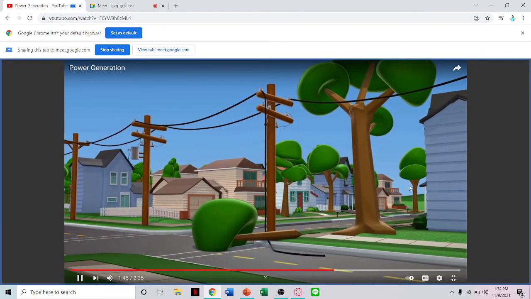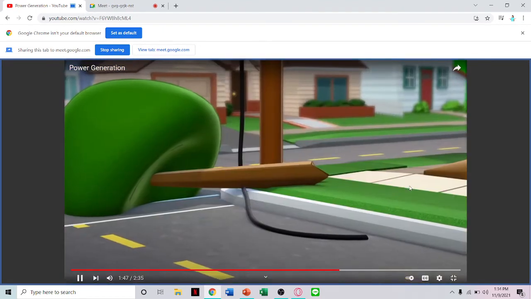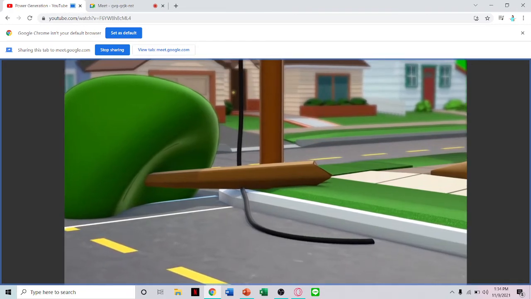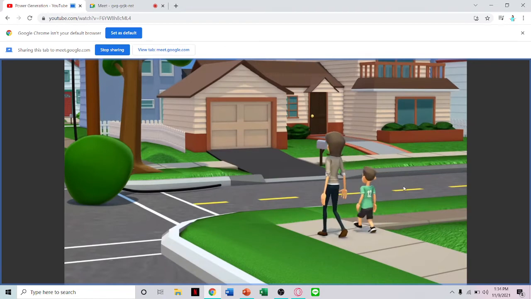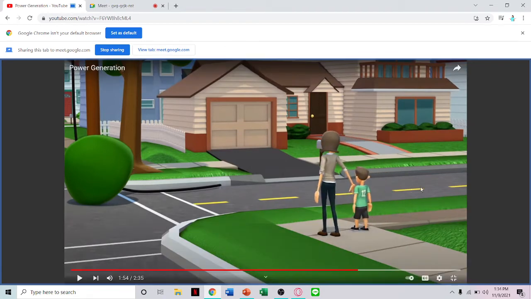It's dangerous though, so we all have to be careful. Electricity is invisible, so you can never tell if a wire is energized just by looking at it. If you ever see a fallen wire, don't go near it. Get an adult.